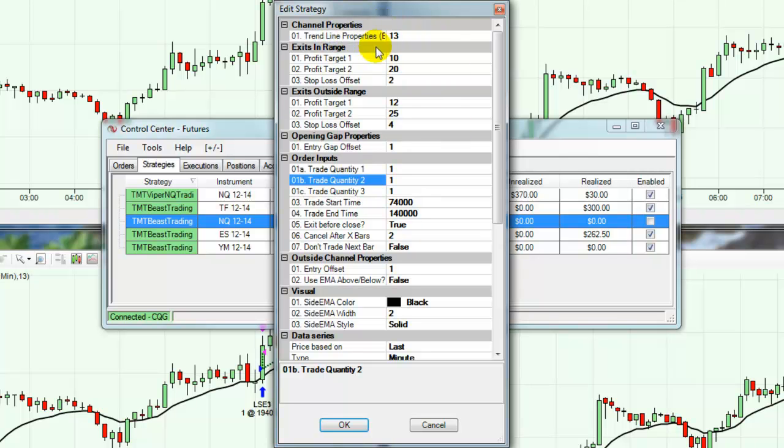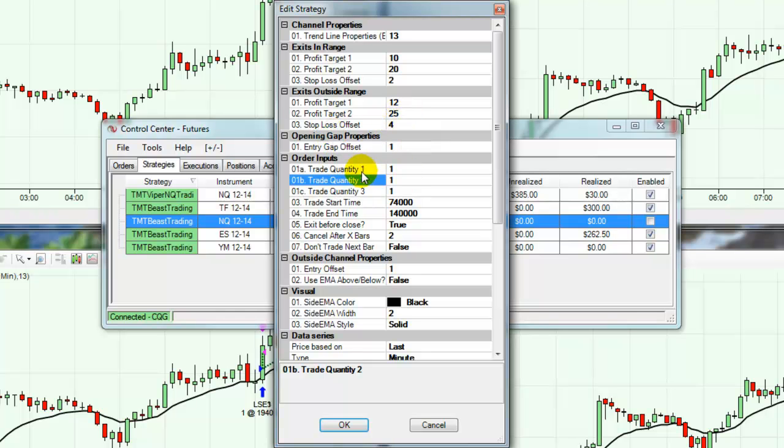Now you have an understanding of what these different properties mean. So again, what's important is you want your trend line property set to 13 if you're trading indexes. For in range, your first target set to 10, your second target set to 20, if your account size allows you to do that. And for outside range, set to 12. Second target will be set to 25. Your stop loss will be set to 4.